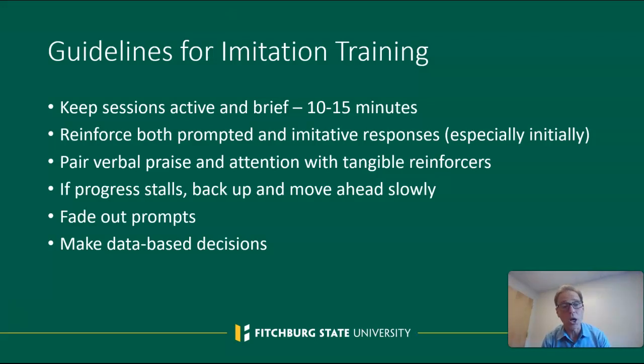If progress stalls, which it may, we want to be patient, we want to back up and move ahead slowly if we have to. Over the course of time, we want to fade out our prompts, and then ultimately we want to make data-based decisions, which is why we're collecting that probe data, that baseline data, that post-training data, to be able to establish, okay, when have we got generalized imitation? How is our learner doing with different targets? Where do we have to move our targets?